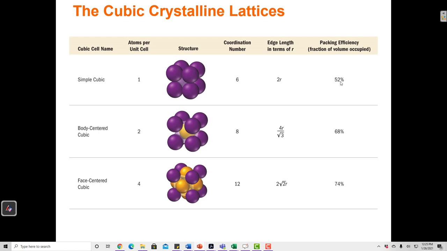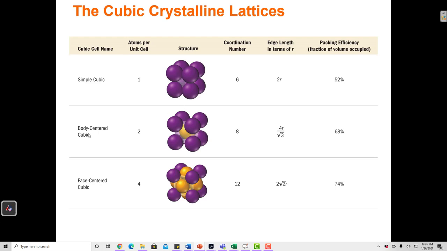The packing efficiency in a simple cubic is 52%, which is pretty low. That means that of all the volume that's available within this cube of a given edge length, 52% is full of matter and 48% is empty space. So that's not a particularly high packing efficiency. There's a lot of empty space in a simple cubic, and you can see that. This empty gap right here in the middle, that's a lot of space.